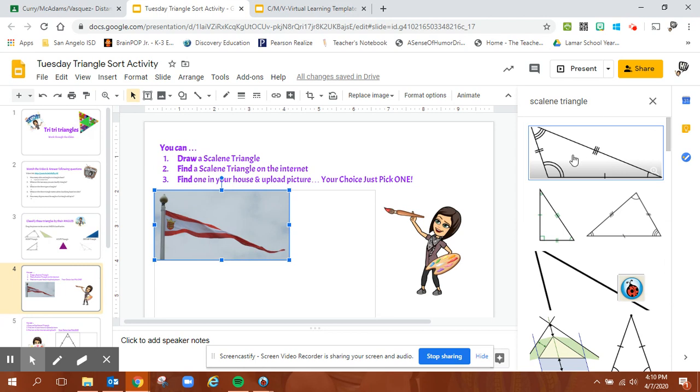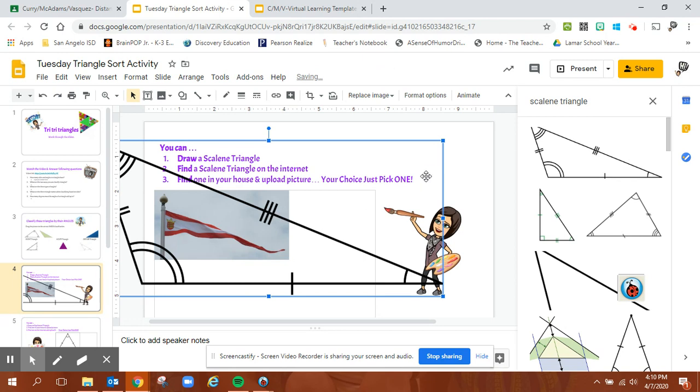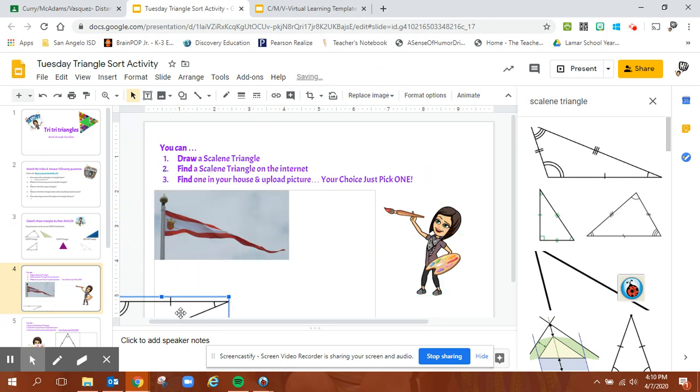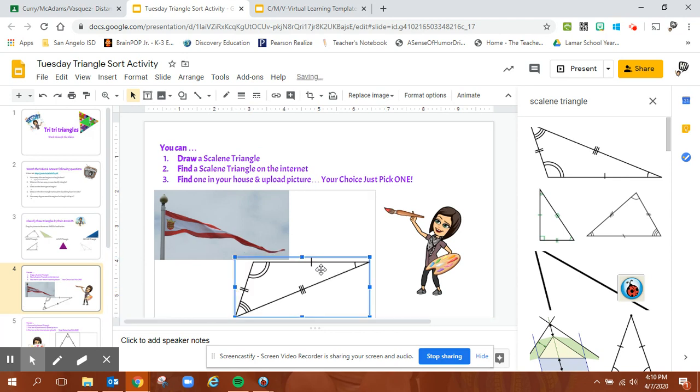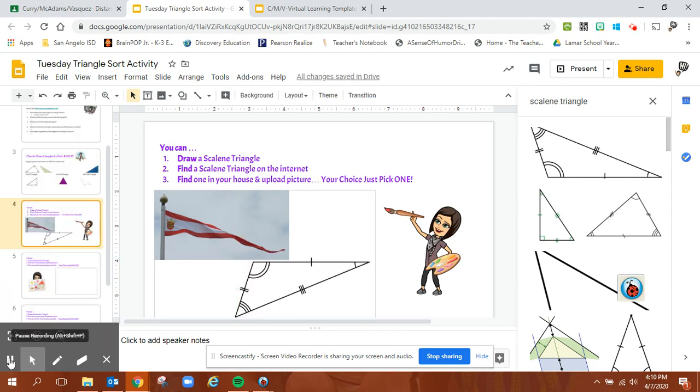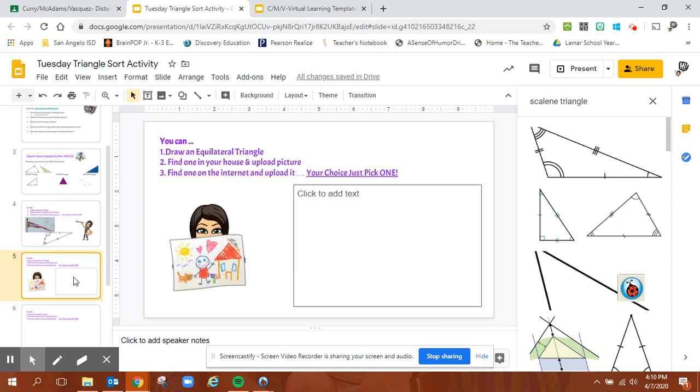Okay, there's another example of a scalene triangle, so I could put it right there. Okay, and again, have to zoom down and do the same thing. Okay, you're going to do the same thing for the next slide.